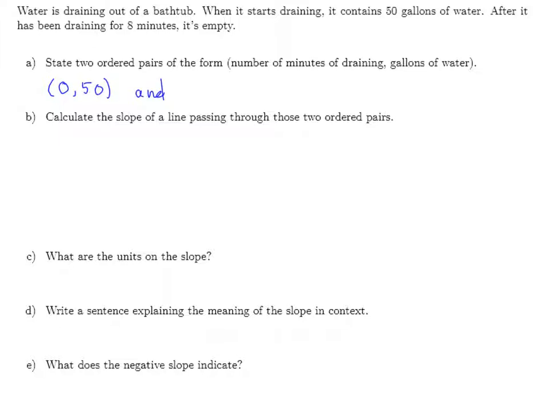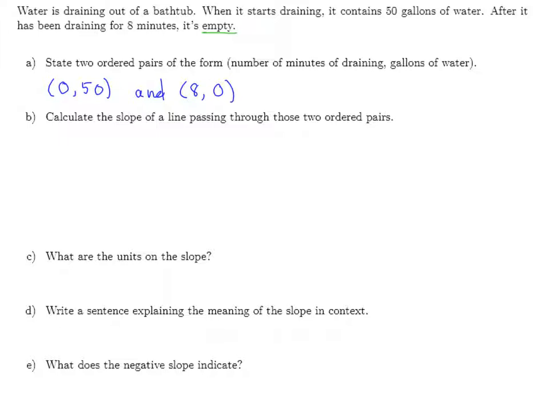Looking at our second data point, we're told after it has been draining for 8 minutes, it's empty. Now empty is another thing we want to look at. Empty is going to tell us that there are 0 gallons of water, and that occurs after 8 minutes. So our second data point is going to be 8, 0, because when it has been draining for 8 minutes, it contains 0 gallons of water.